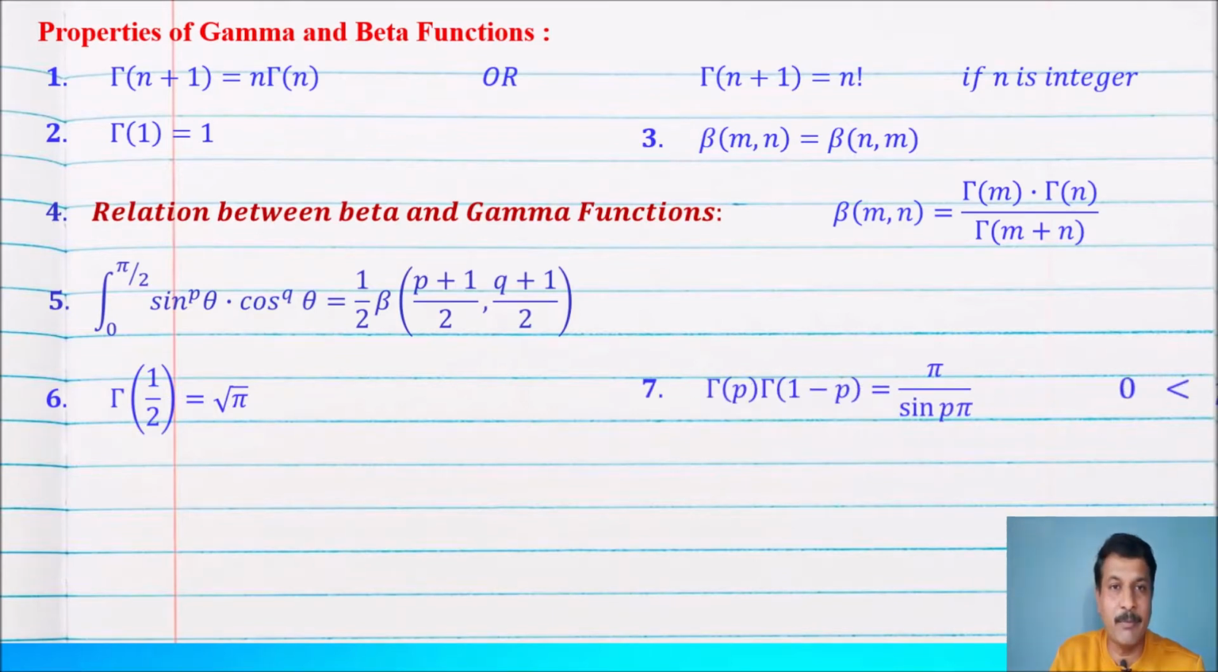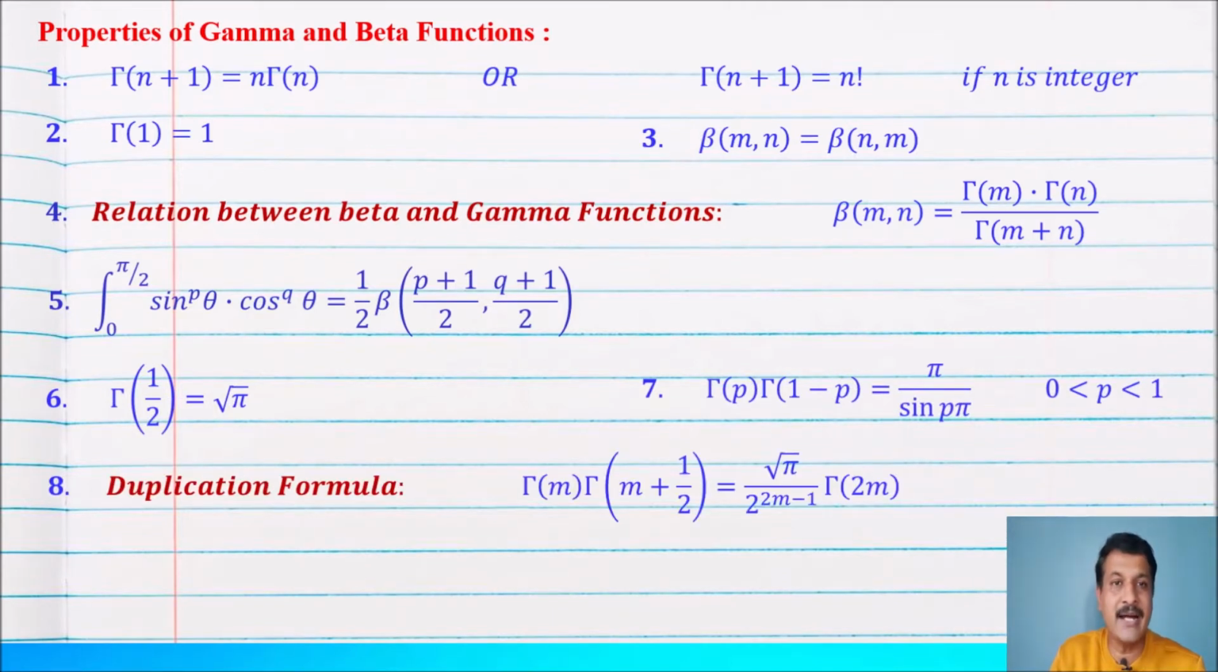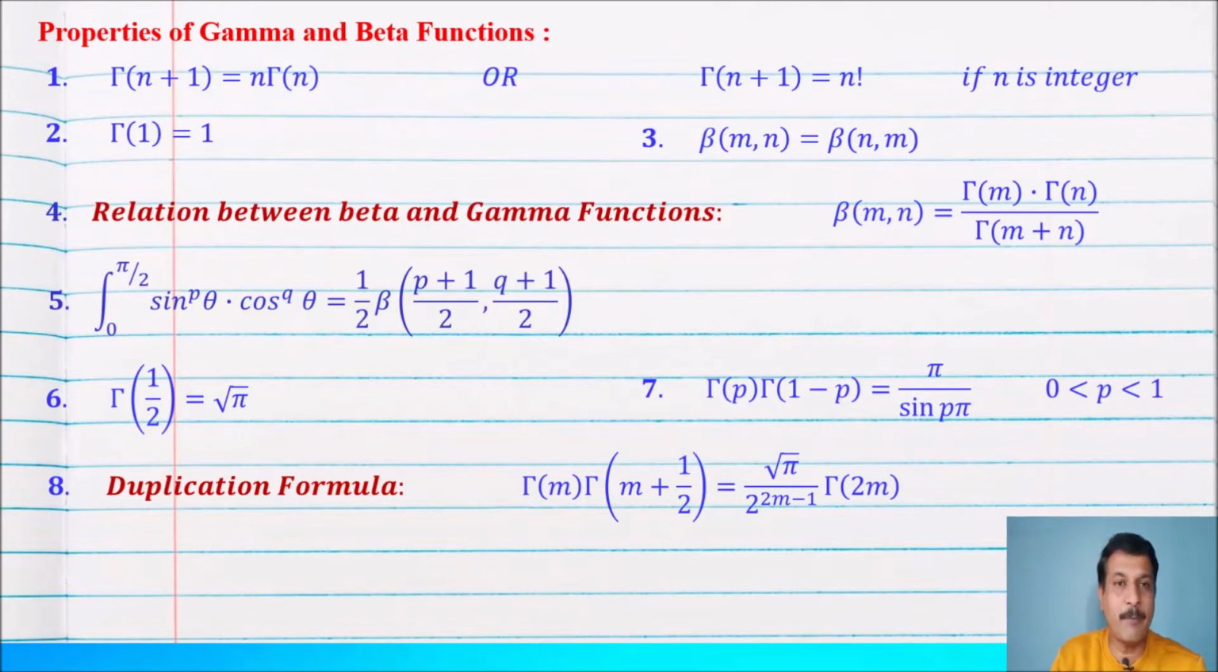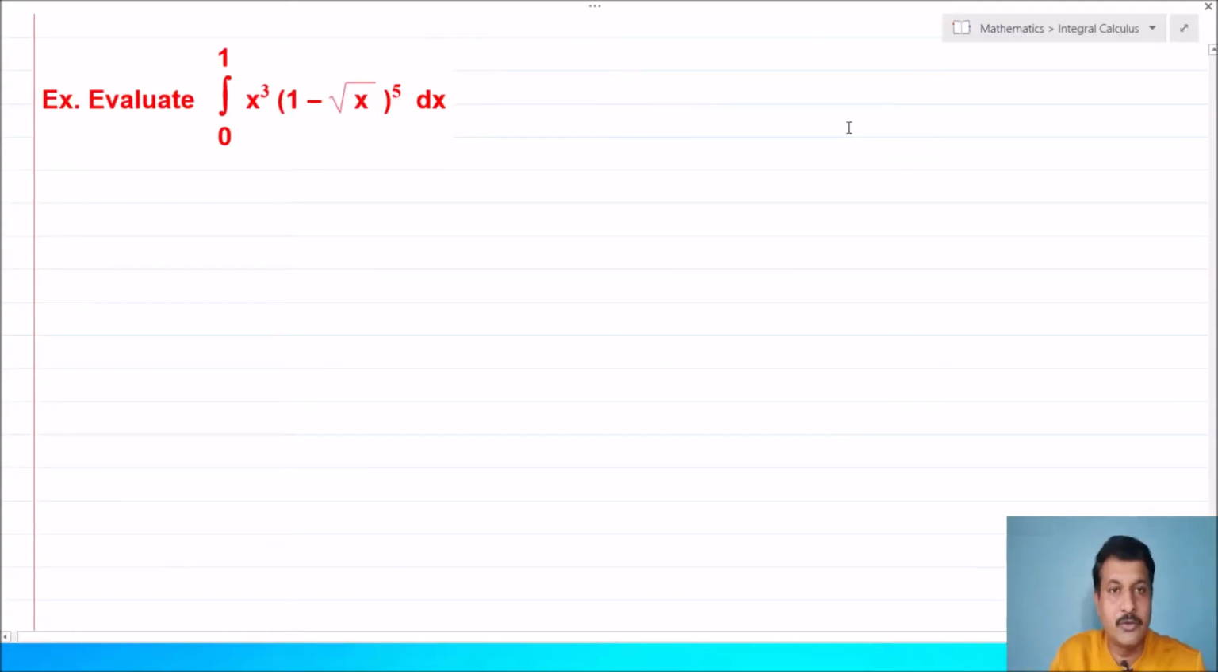With these properties, we continue beta and gamma functions, meaning examples on the beta and gamma functions. This is the second lecture on beta and gamma functions, so you must watch the first lecture on beta and gamma functions. Then only you will easily get what we are doing during this lecture. So, example on beta and gamma functions.